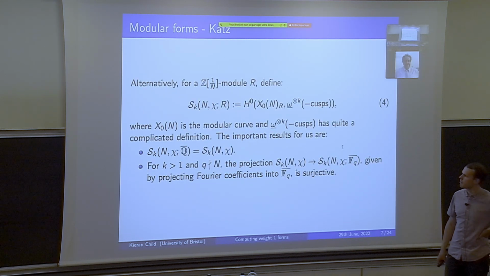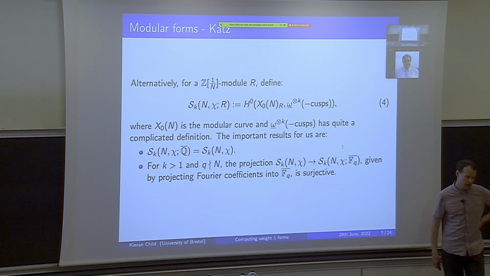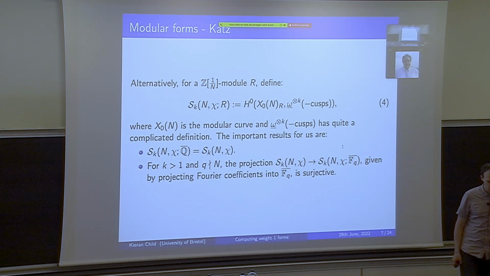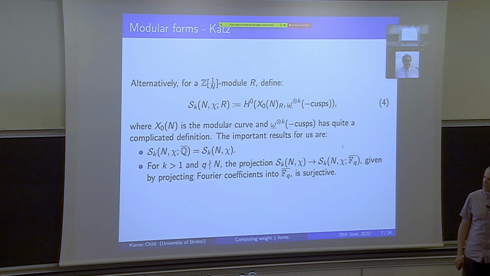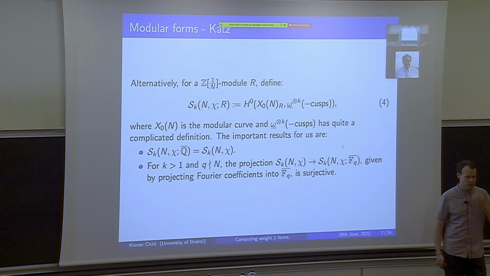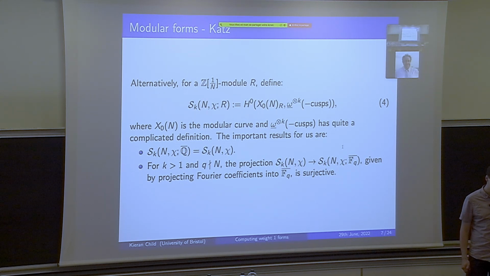Alternatively, there's this construction of cats, which I'm not going to go into detail in, because probably everyone in this room knows more about it than I do, given the cohomology aspect of it. And this is an alternative definition over any Z[1/N] module via cohomology.